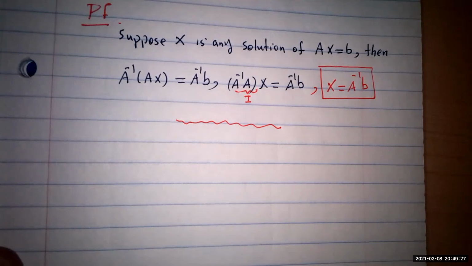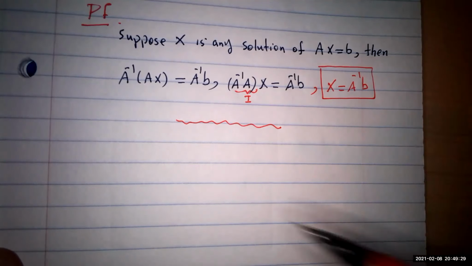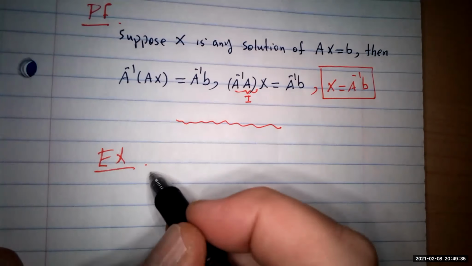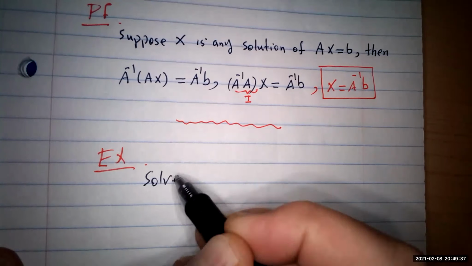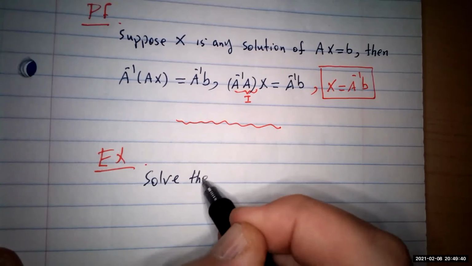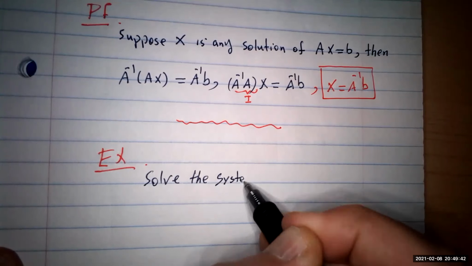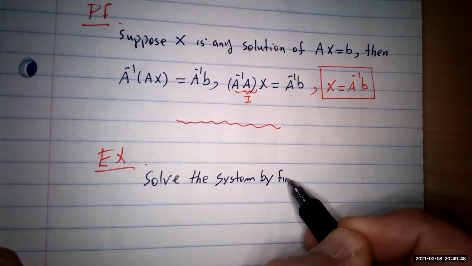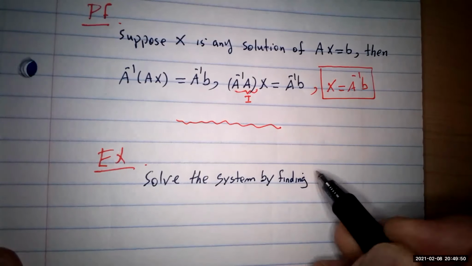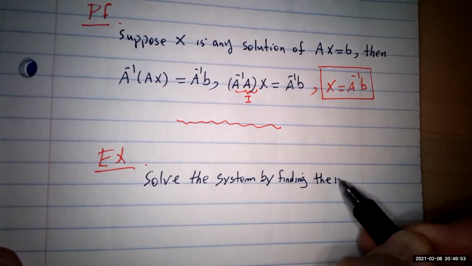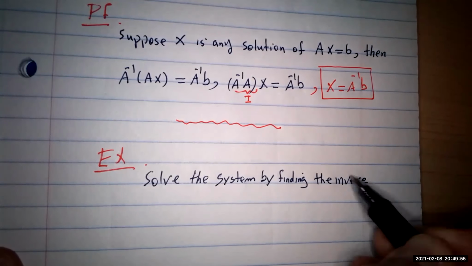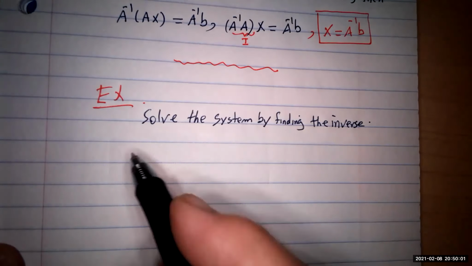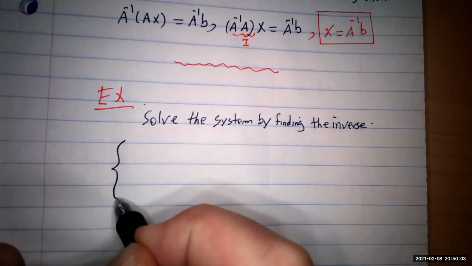Okay, so example, we want to solve this system. We give you the instruction: solve the system by finding the inverse. So that gives you the hint that you are not going to use the elimination method. Okay, so this is a given system of equations.